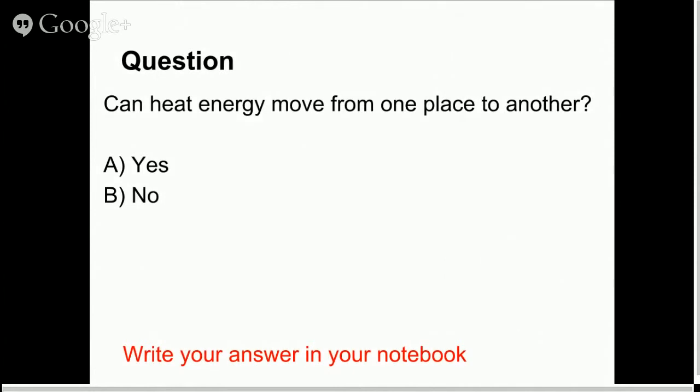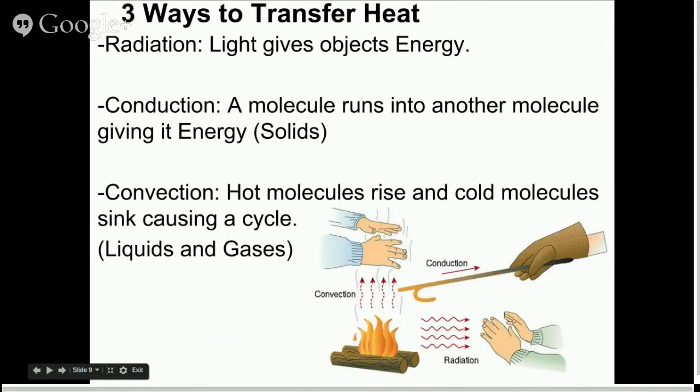Can heat energy move from one place to another? Write your answer to this in a notebook. Go ahead and pause it. The answer is A. Yes, it can. There are three ways that it can move.